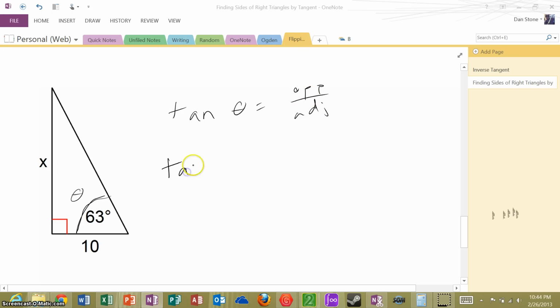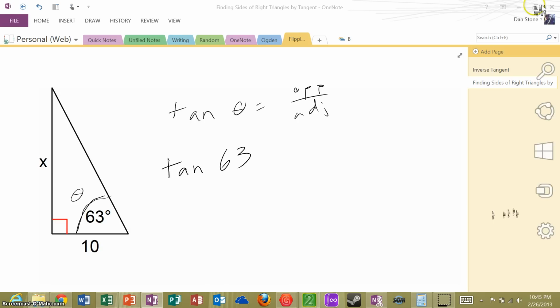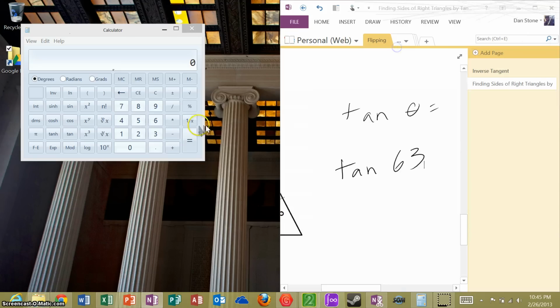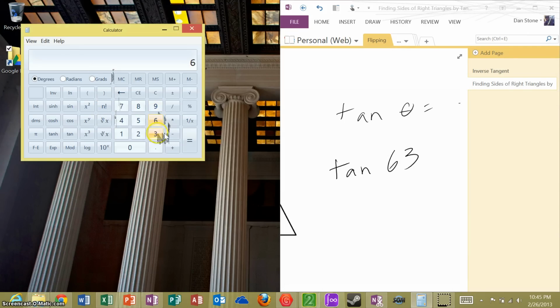Let us plug in 63 into here. Now this tangent of 63 is a number. If you actually look up what this is, this is the tangent of 63. It's 1.962. This guy goes on forever. It's an irrational number, but we can round it here to about 1.96.